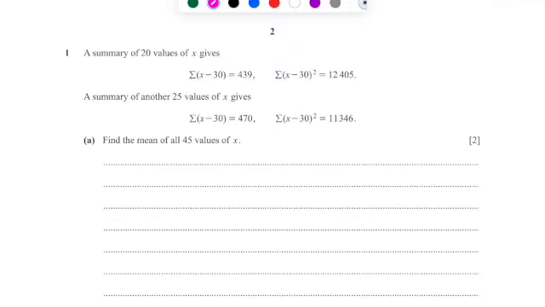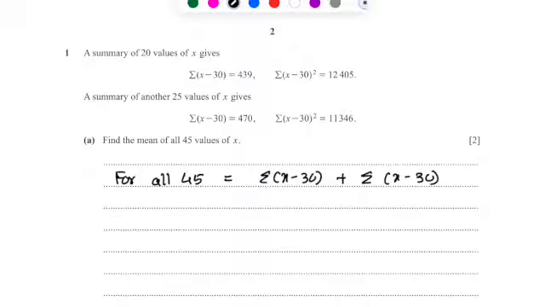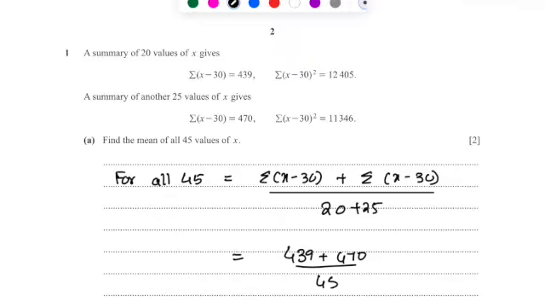Now a summary of 20 values of x has been given, and a summary of 25 values has been given. Find the mean for all the 45 values. So I'm going to find the mean for all 45 values. For all 45, it will be sigma x minus 30 for the 20 values plus sigma x minus 30 for the 25 values. Add them both and then divide by 20 plus 25. Then what am I going to do? This is going to be 439 and this is going to be 470, divided by 45.